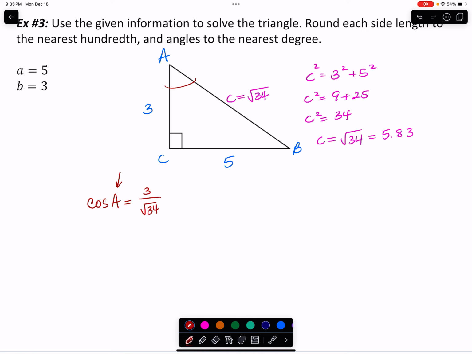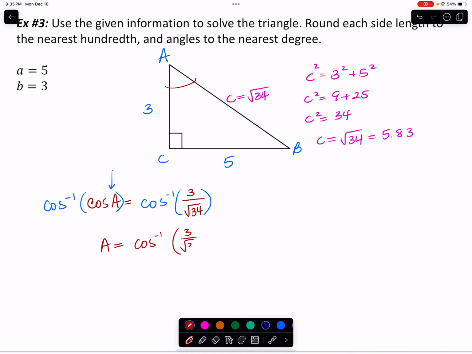Now, I'm trying to get a measure of an angle out of this. So I have a ratio, but I need my angle measure. So in order to do that, I have to actually utilize an inverse trig function. So I'm going to take the inverse cosine of both sides. Now, if you recall back in chapter 5, we talked about inverse functions. And when you compose a function with its inverse, you get the argument as a result, which means in doing this process, I'm going to get A out. And A is going to equal the inverse cosine of 3 over the square root of 34.